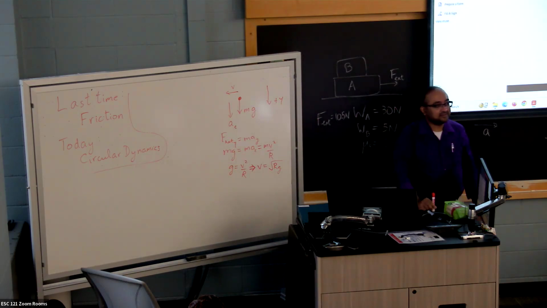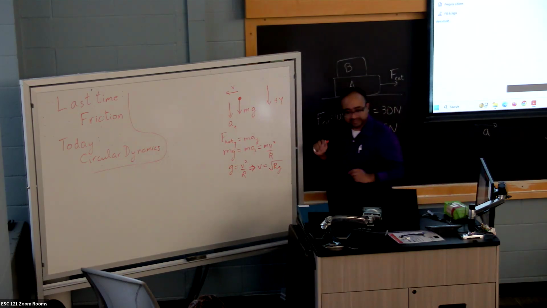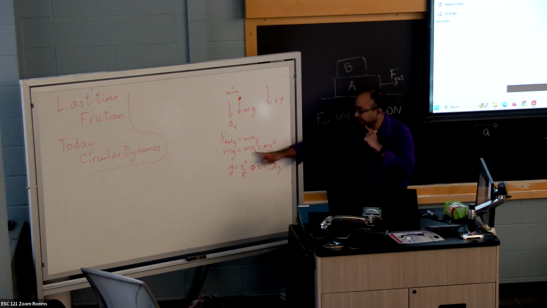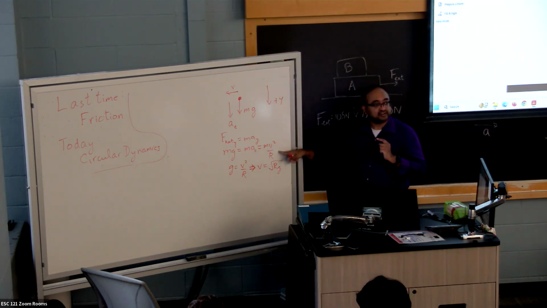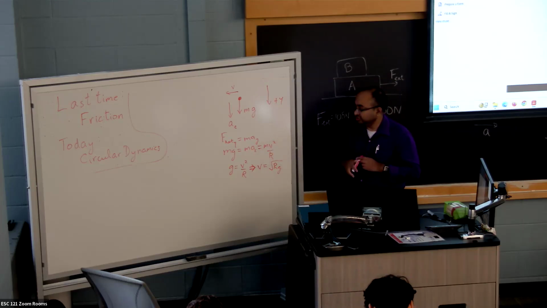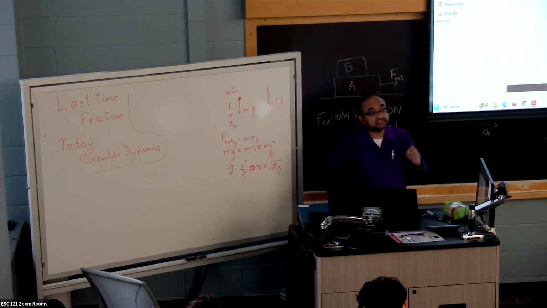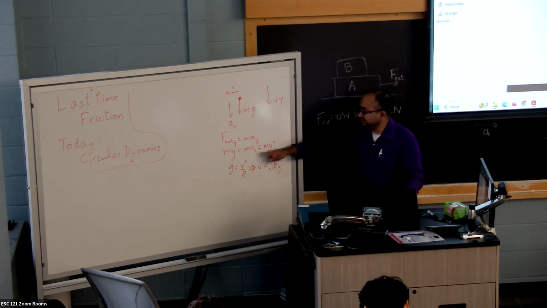Question: where does the m in m a_c come from? Isn't the acceleration just v squared over R? Yes, that's why in the next line I plugged in m times v squared over R. I did v squared over R equals mg, so what was wrong about that? Well, v squared over R is the formula for the centripetal acceleration, not the centripetal force. Oh, okay, so you have to add in the mass. Yes, it was m times a_c, exactly.